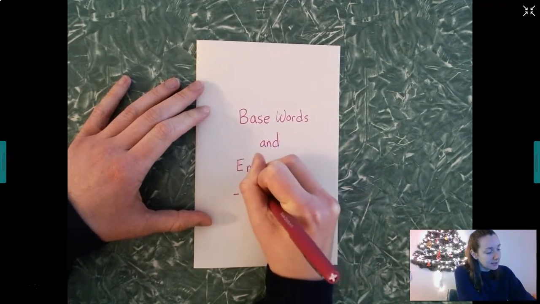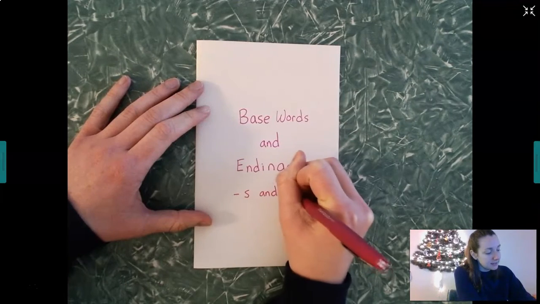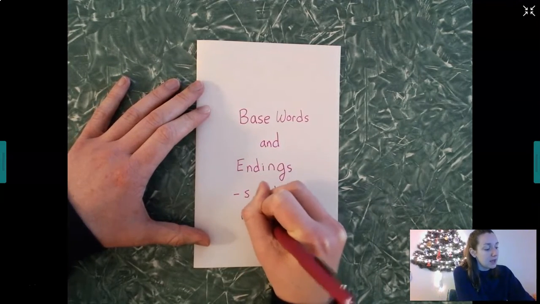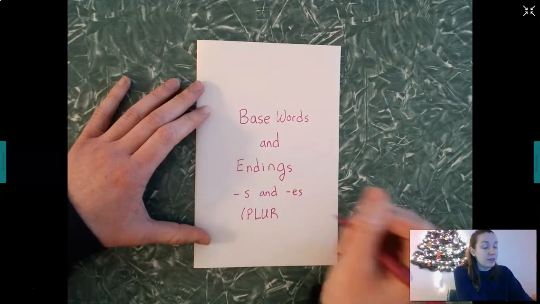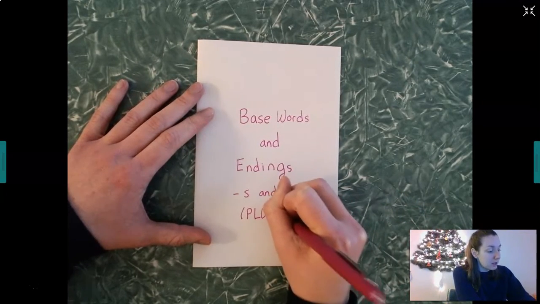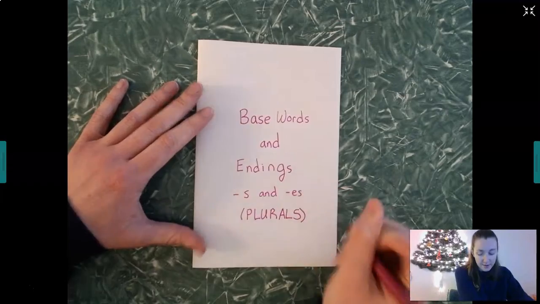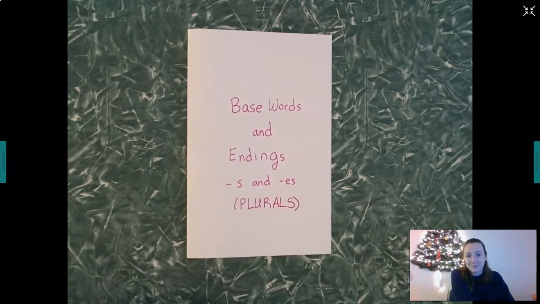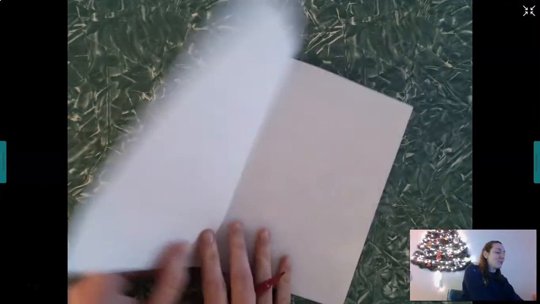Say S and ES, and then in parentheses I want you to put plurals, because sometimes you use these endings with nouns or verbs, right? If you're doing something, but we're talking about plurals. All right. So base words and endings, S and ES, and plurals. All right, and then you're going to open up to our first page.